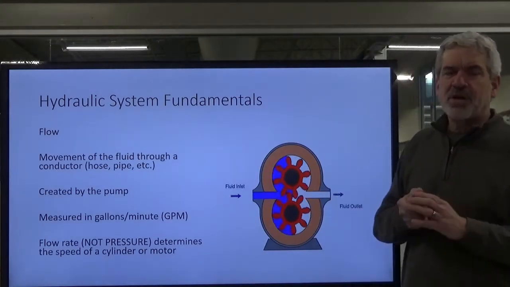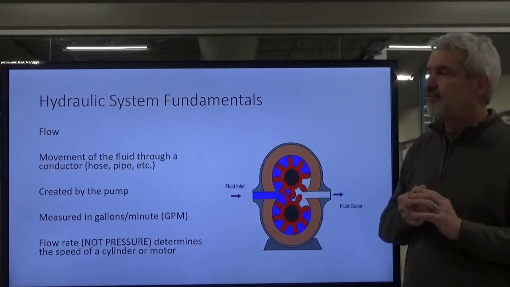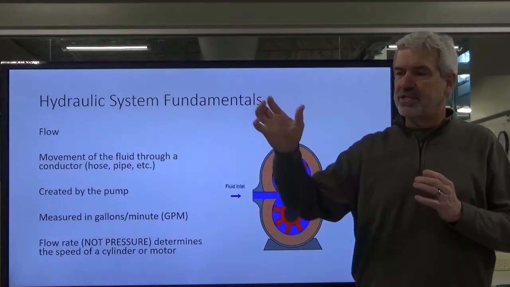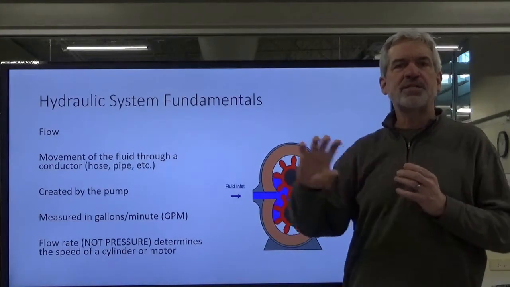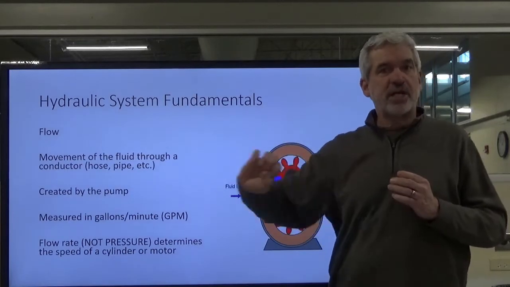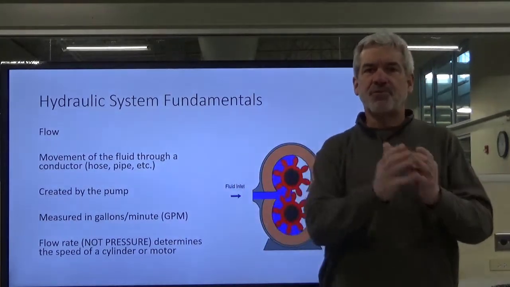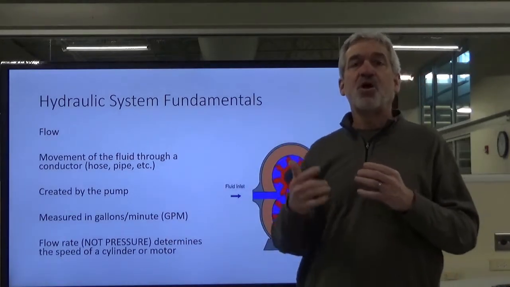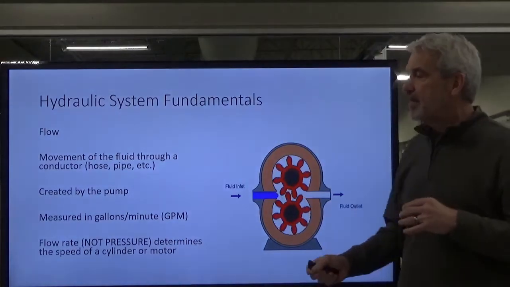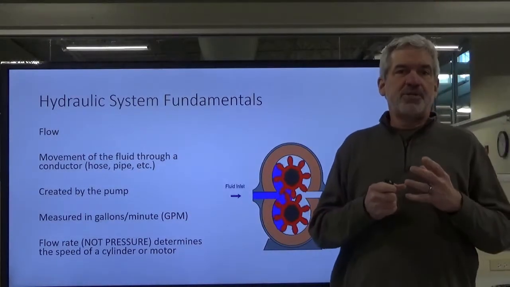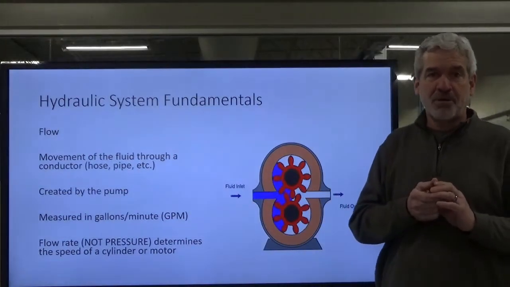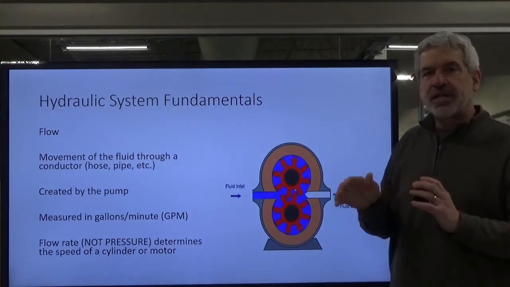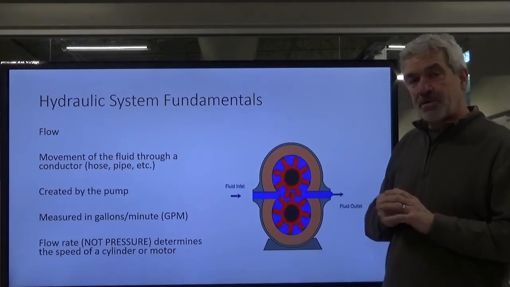Again, our primary purpose of a pump is to create flow. And flow is simply the movement of our fluid through our system. It's the movement of our fluid through cylinders, actuators, conductors. That flow is moving from the pump and recirculating back into the reservoir, but that flow is what we want our pump to create. And we measure that flow in GPM, or gallons per minute. That's a standard unit of measure for pumps.